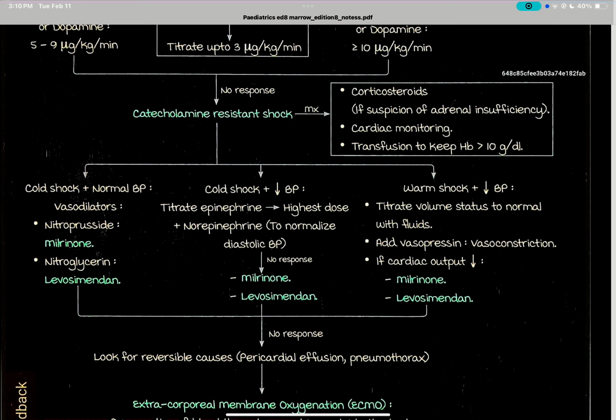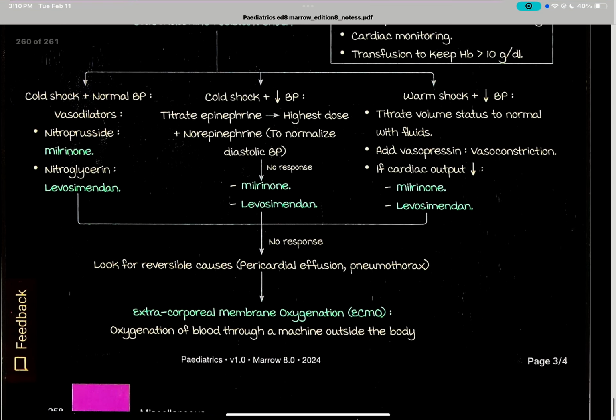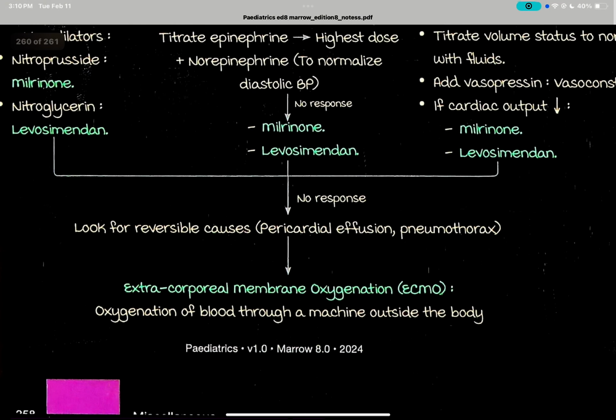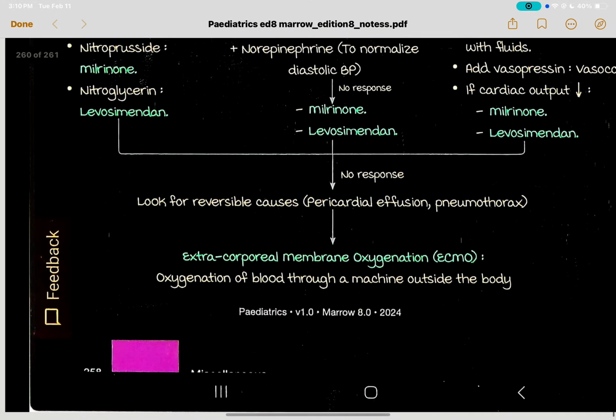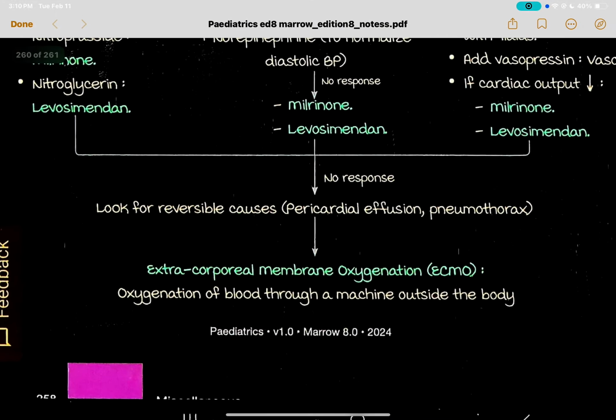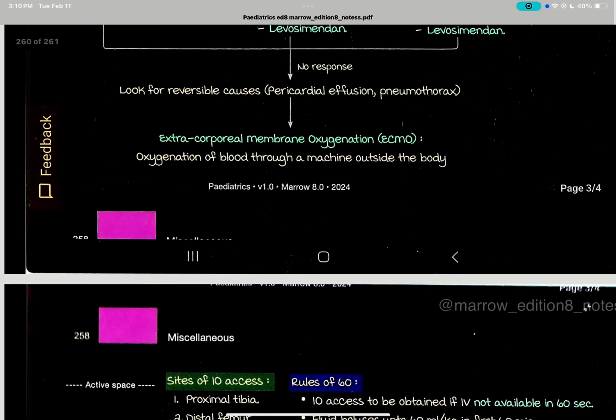Warm shock plus decreased BP: titrate volume status to normal with fluids. Add vasopressin to cut vasoconstriction if cardiac output is decreased. Milrinone and levosimendan. No response, look for reversible causes like pericardial effusion, pneumothorax. Then ECMO, extracorporeal membrane oxygenation, oxygenation of blood through a machine outside the body.